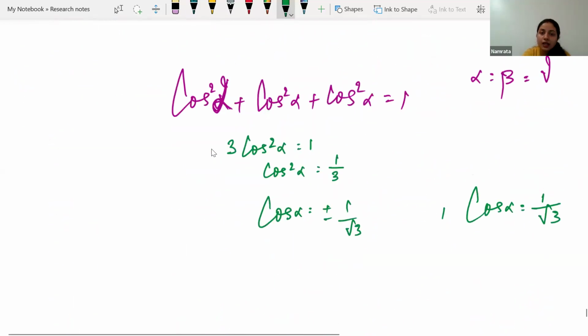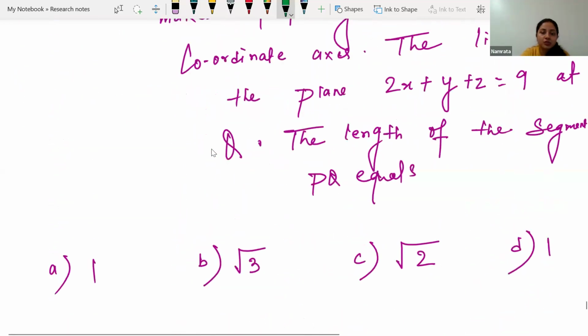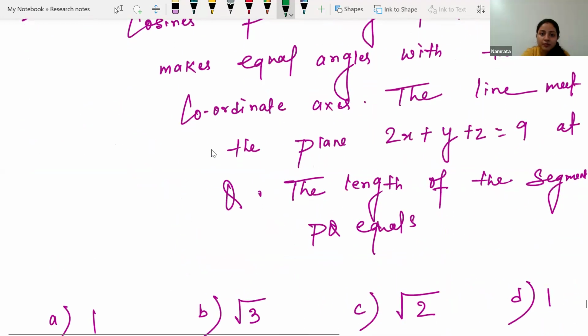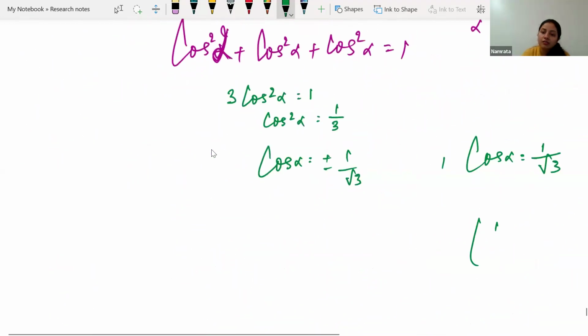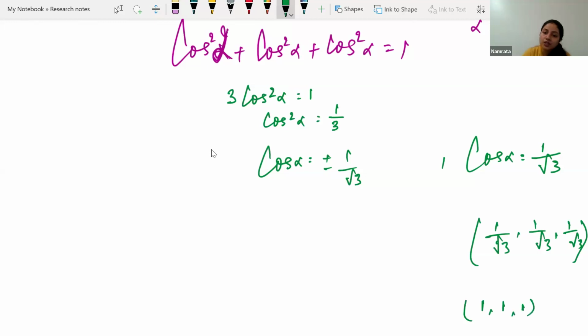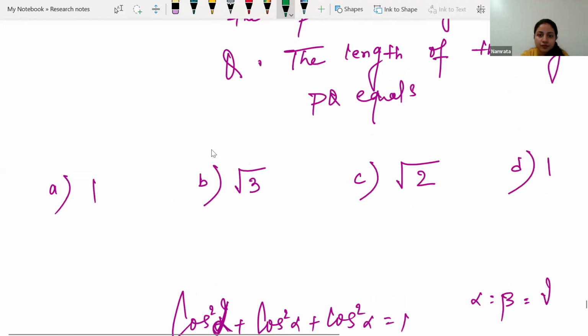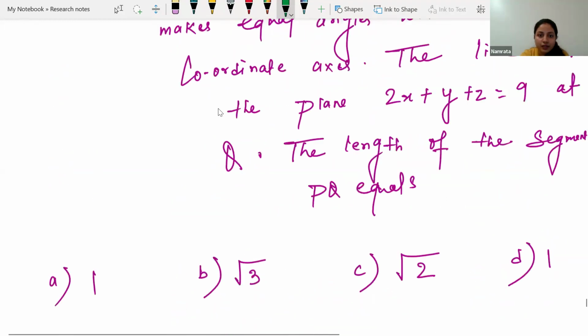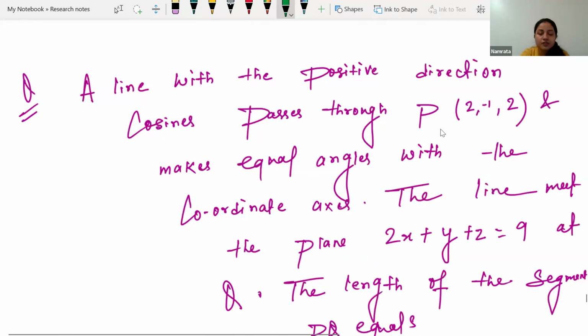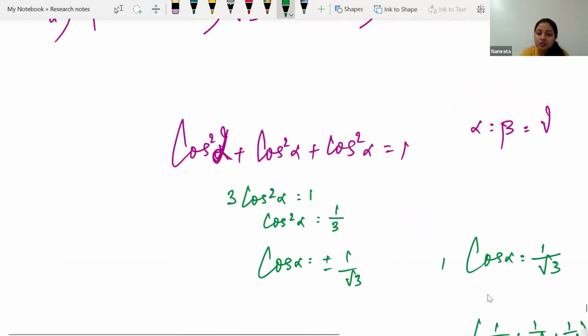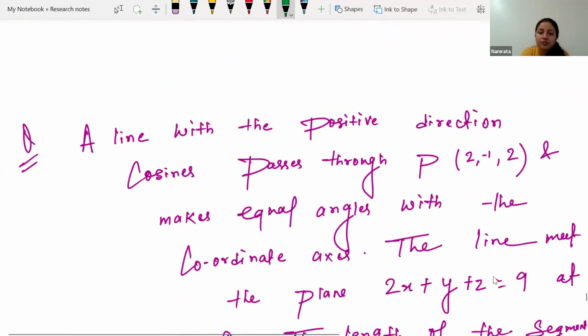So we can say l, m and n are all 1 by root 3, 1 by root 3, 1 by root 3. Okay. We can say the direction cosines are 1 by root 3, 1 by root 3, 1 by root 3. If we find the direction ratio, we can multiply root 3 with all of them and we will have 1, 1, 1 as the direction ratio. Now a line with positive direction cosines passes through this point. So the line is passing through this point and has the direction ratio which we have found, 1, 1, 1.